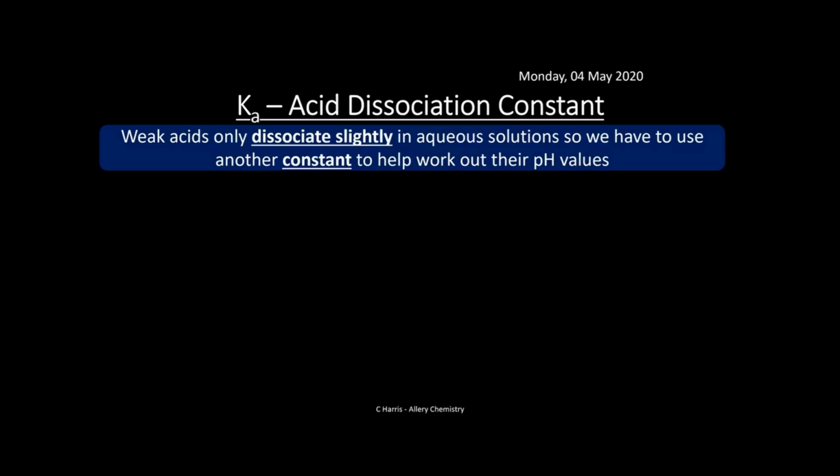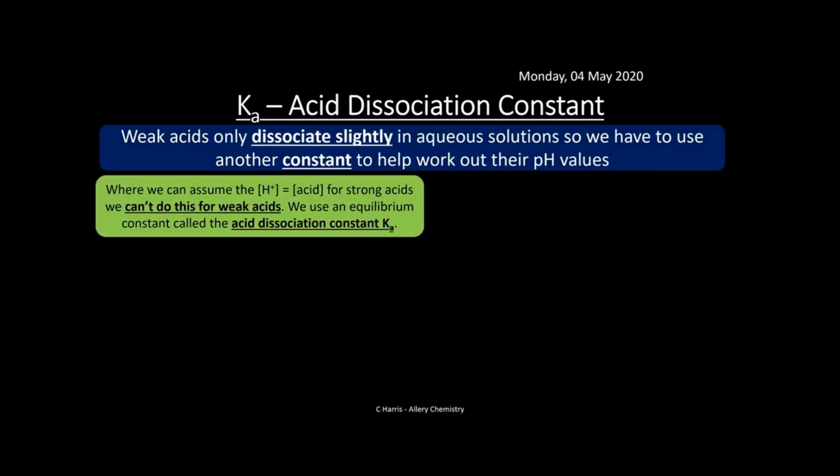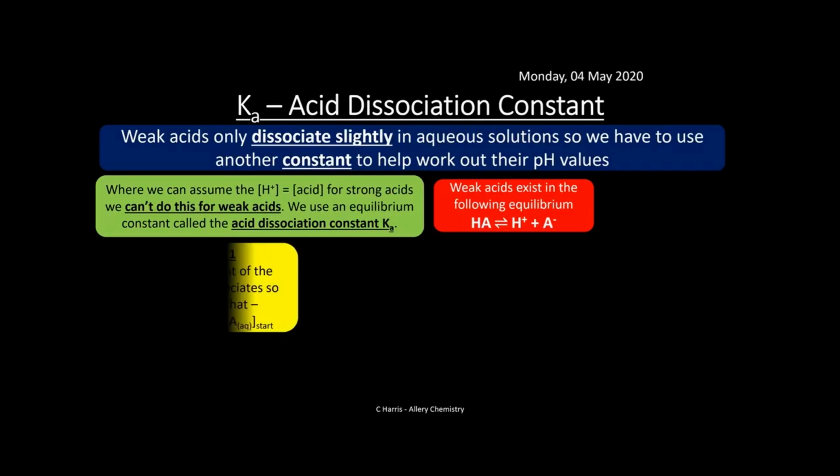They only dissociate slightly in aqueous solutions, so we have to use another constant to help work out their pH values. With a strong acid, we can assume that the concentration of H plus ions equals the concentration of acid. We can't do this for weak acids, and so we use this acid dissociation constant, which is Ka. For weak acids, they exist in the following equilibrium: HA, H plus, A minus. No different from any other acid, it's the same. It's the position of equilibrium which makes weak acids different to strong acids.